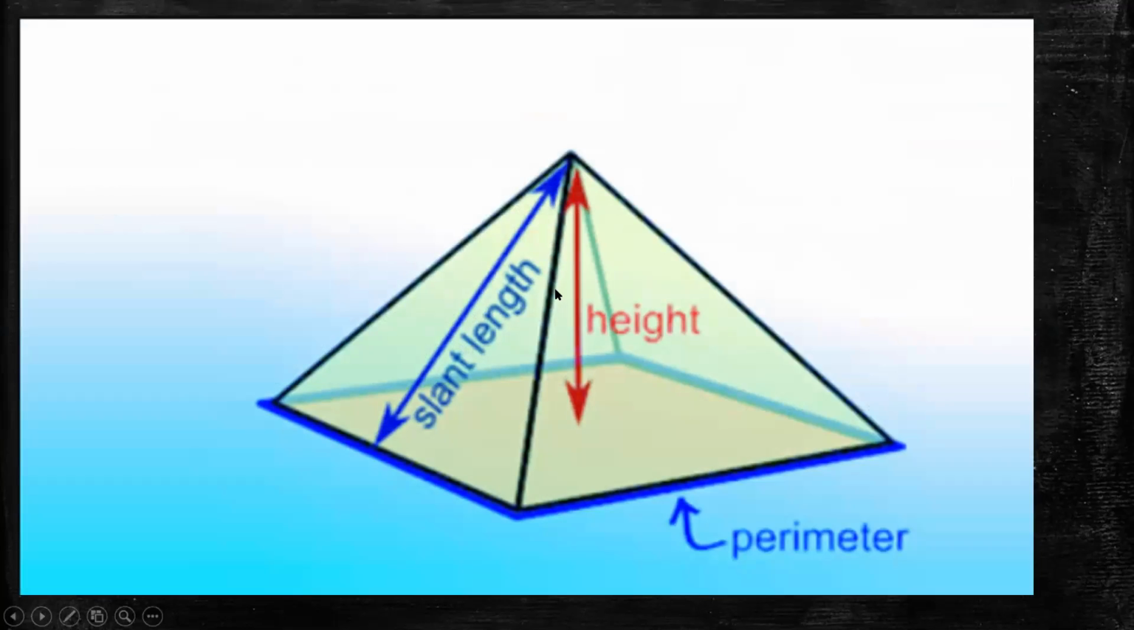Look at this picture here. The red arrow is the height. That is an altitude that is perpendicular to the plane of the base. And the slant height is the blue one. That is an altitude of the lateral face, perpendicular to one side of the lateral face. This is the difference between them.